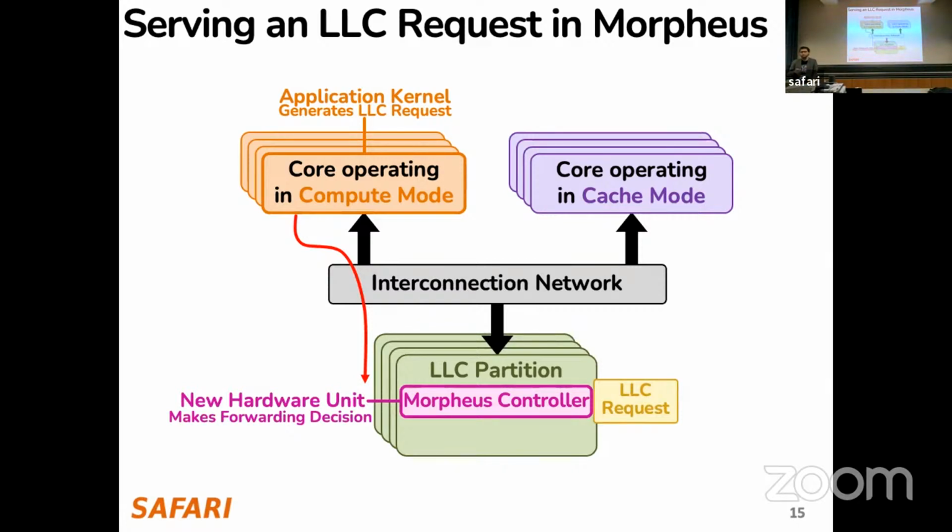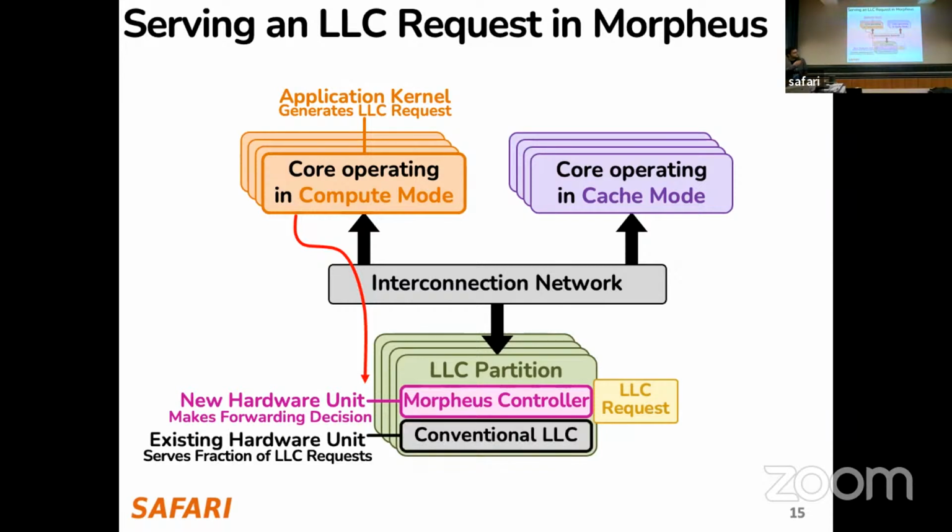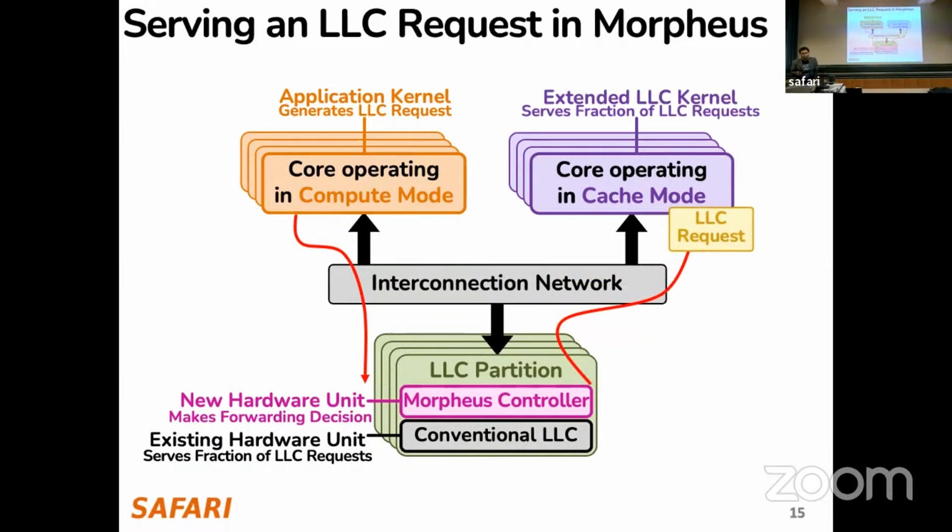And this Morpheus controller makes a forwarding decision. So it decides to either query the conventional LLC, or alternatively, it sends the LLC request over the interconnection network to a core operating in cache mode. So this is equivalent to querying the extended LLC. The extended LLC can then do its software thing, serve the request, and the response to the request is then returned over the interconnection network back to the Morpheus controller, and from there to the core operating in compute mode. So we have kind of this bouncing back and forth action over the Morpheus controller going on. So this is it for the total GPU view.